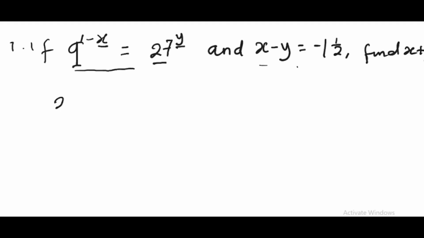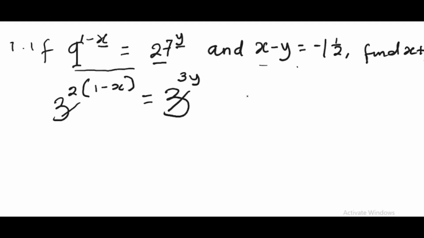So we have 3 raised to the power of 2, and you open a bracket. I hope you know why we are opening a bracket: if you do not introduce this bracket and just write 2 here, you end up multiplying only the 1 with the 2. So 27 is 3 raised to the power of 3. At this point, the bases can cancel out. So we're coming to the second equation. Opening up the bracket, you have 2 times 1, 2, minus 2 times x is equal to 3y.